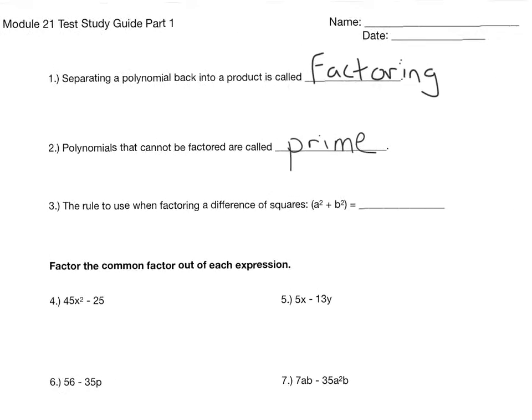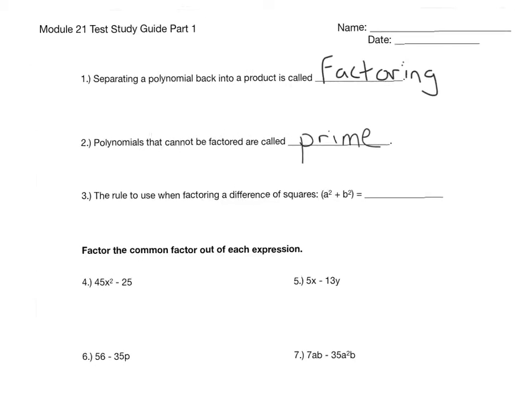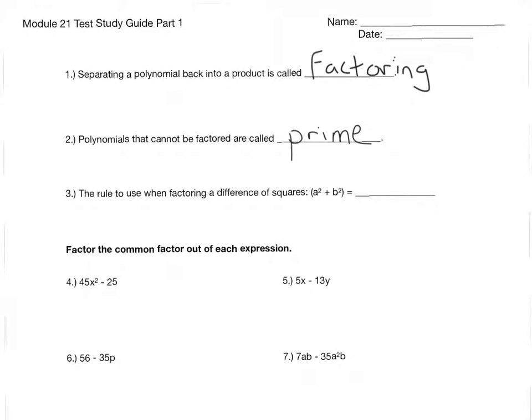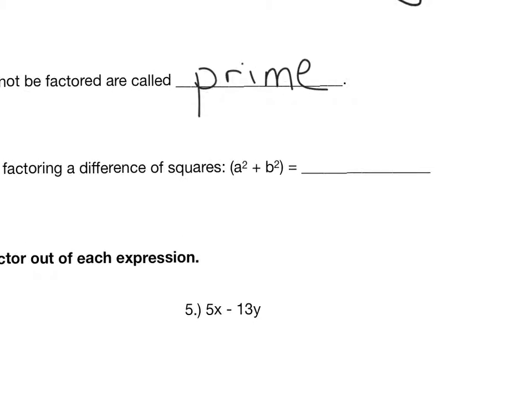And then the last thing that you need to know in this definition section is the rule to use when factoring a difference of squares. So if we have a squared plus b squared, I'm sorry, that shouldn't be a squared plus b squared. Your study guide is incorrect. It's a difference of squares, so that should be a squared minus b squared. If we have a squared minus b squared, it would be a plus b times a minus b.